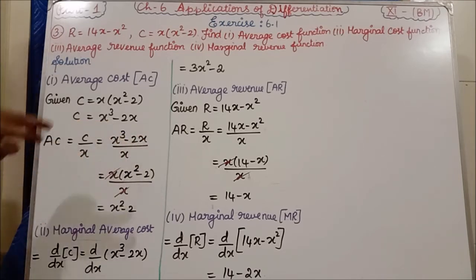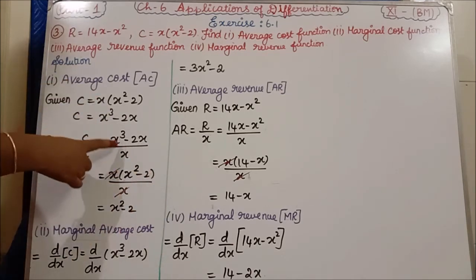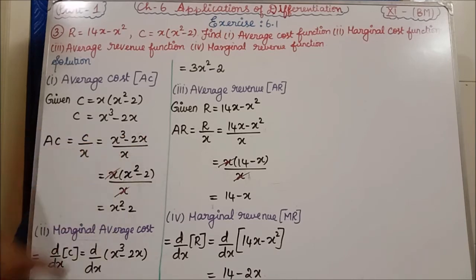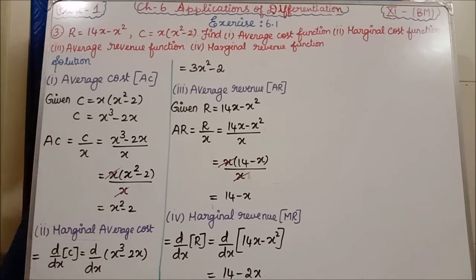In the numerator here also we have x common, so take that x. Otherwise, without this step you can write directly, because one x will go here and one x will go here. So x square minus 2 is the average cost answer. Clear? Now the second question is the marginal cost function.